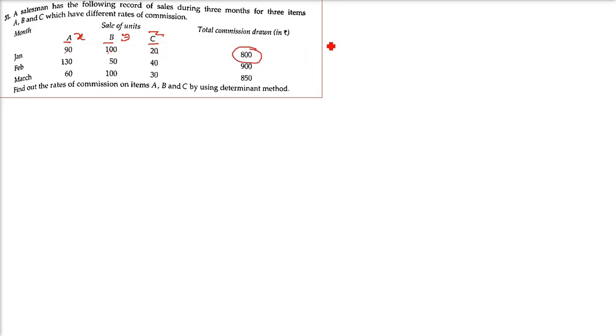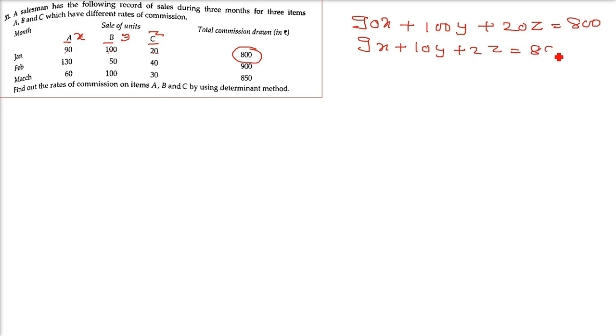800. So the first equation is 90x plus 100y plus 20z equals 800. You can keep it like that, but the better way is to divide the whole equation by 10 to make it easier. That is 9x plus 10y plus 2z equals 80. You can use either equation. I'm just simplifying it. The basic thing is to make the equations. This is your first equation.